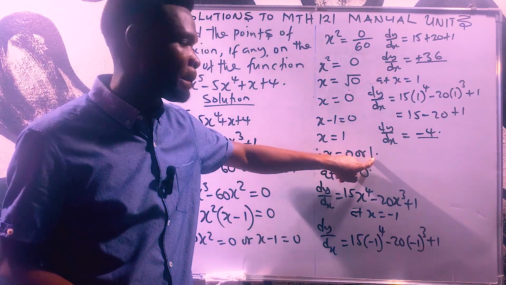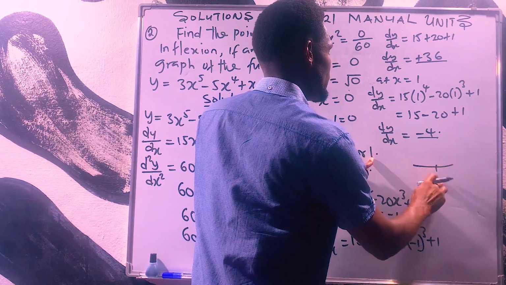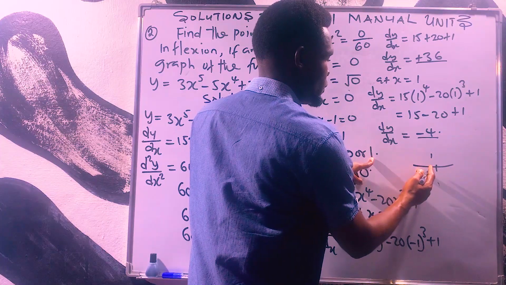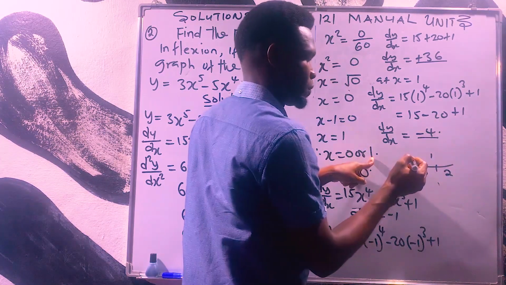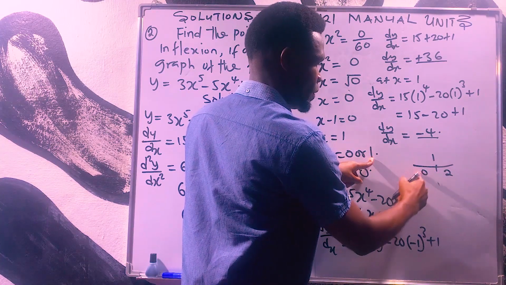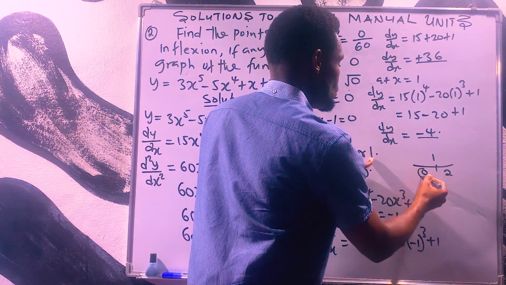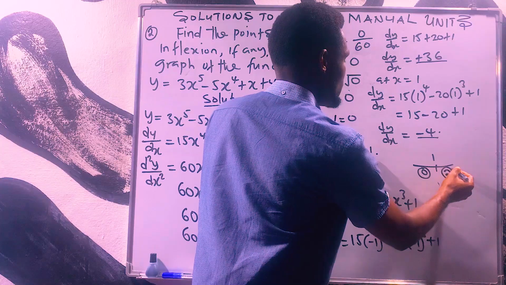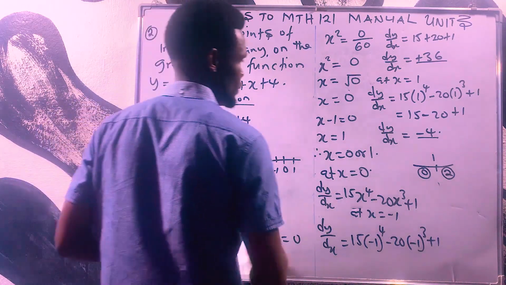The number 1. At the left of 1, you have 0, and at the right of 1, you have 2. So you are going to check for these 2 points, 0 and 2, and see whether a change will occur or not. Let's go.